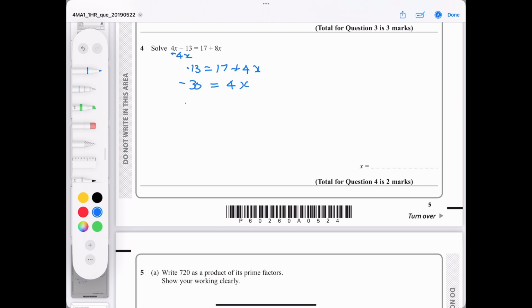And then x is going to equal minus 30 over 4. And you could leave it like that, but I think we might need it to be minus 7.5 equals x. I don't know what kind of answer they wanted. So minus 7.5 maybe. And now I'm just going to leave this and start a new one.